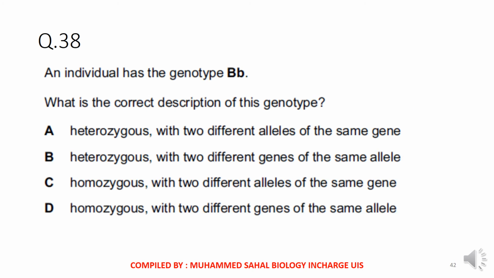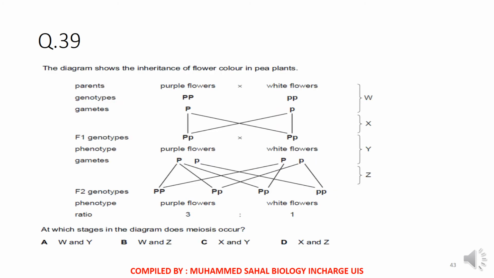An individual has the genotype capital B, small b. What is the correct description of this genotype? The answer is A. Question number 39. The diagram shows the inheritance of flower color in pea plants. At which stages in the diagram does meiosis occur?